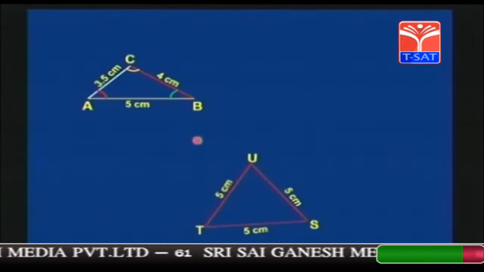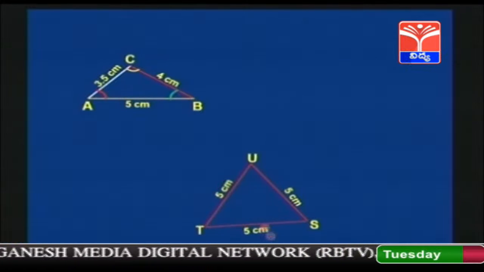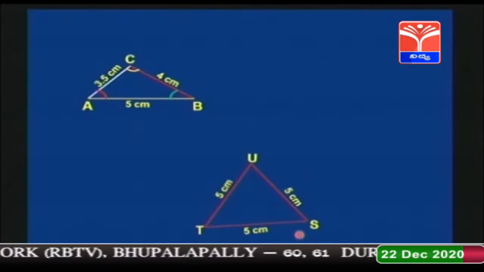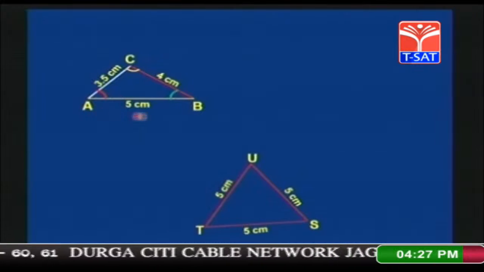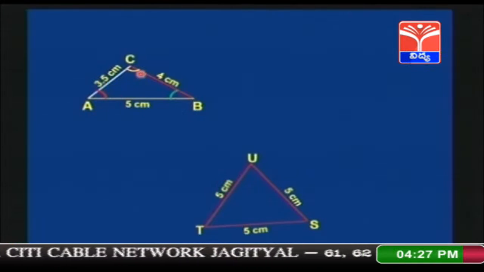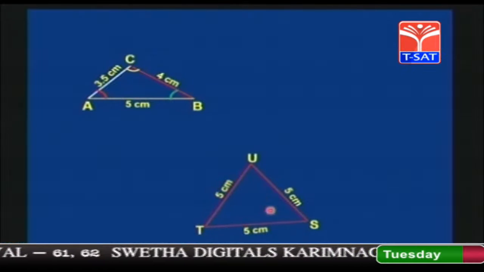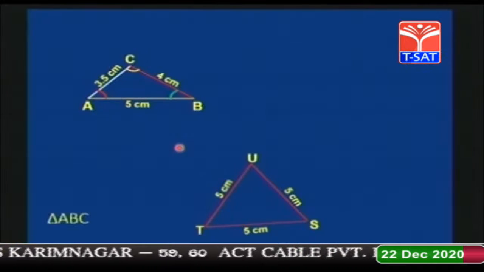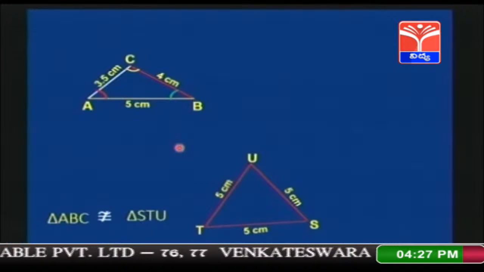Now see the last example. Here the triangle STU has all equal sides of 5 centimeter. Is triangle ABC congruent to triangle STU? No, because here we can easily observe triangle ABC is a scalene triangle and triangle STU is an equilateral triangle. So they are not congruent. So triangle ABC is not congruent to triangle STU.